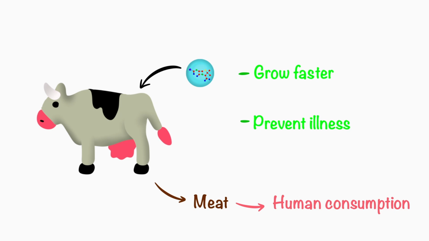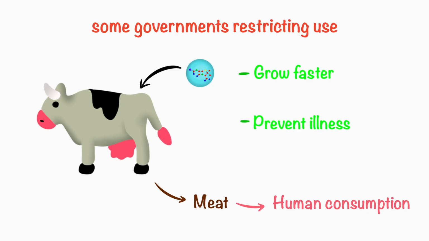This creates a breeding ground for resistant bacteria. These superbugs can then jump to humans through meat production and consumption. Some countries have started restricting agricultural antibiotic use, recognizing the danger. But globally, we still use massive amounts of antibiotics in farming.